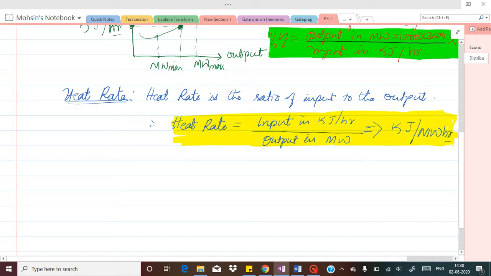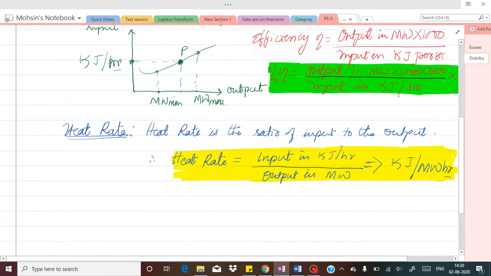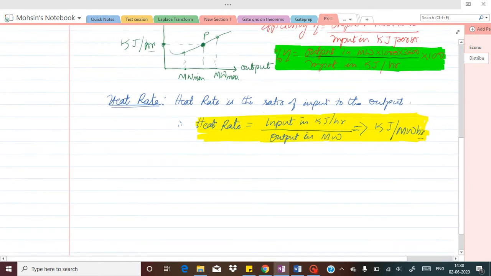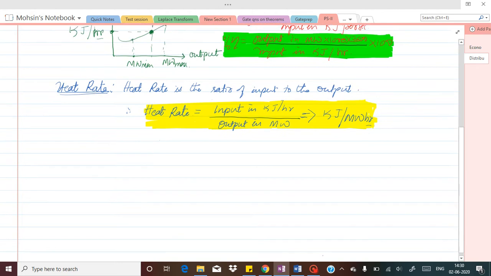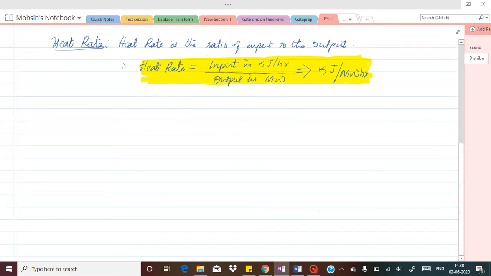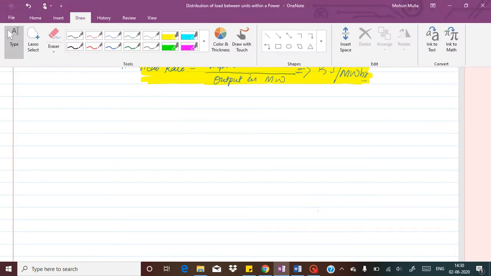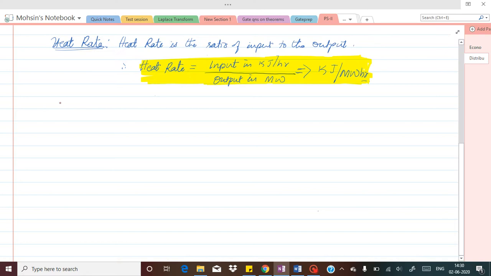Now next, we have to talk about what we can get from this input output curve: the incremental rate. Incremental rate is a very important point to be discussed. The incremental rate of any machine or any unit can be considered here.